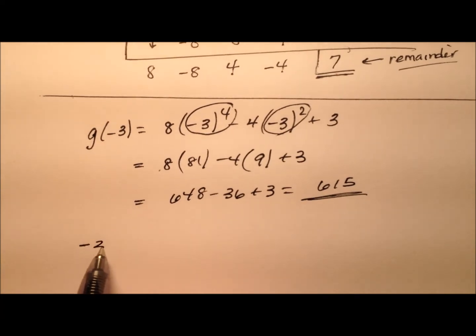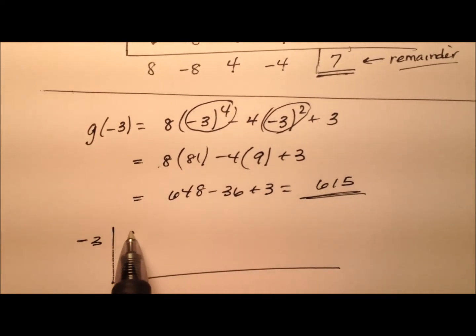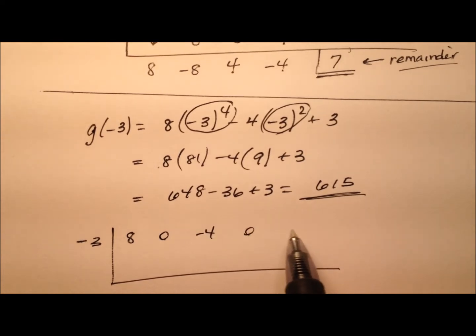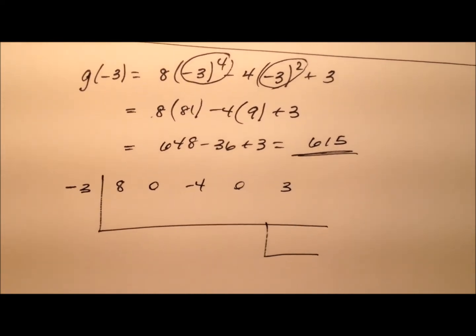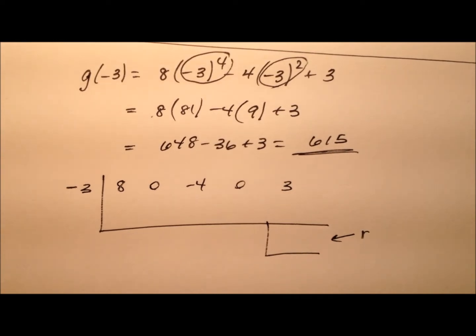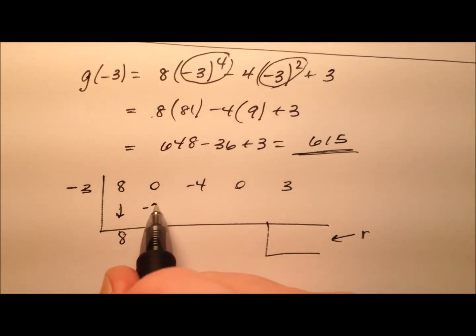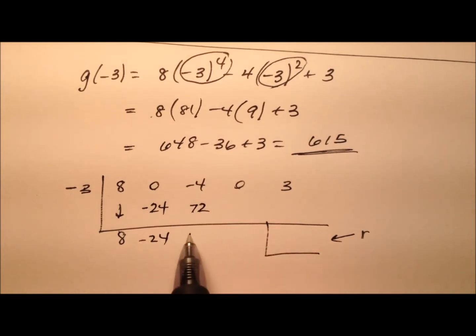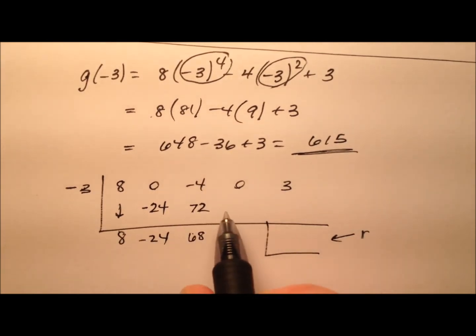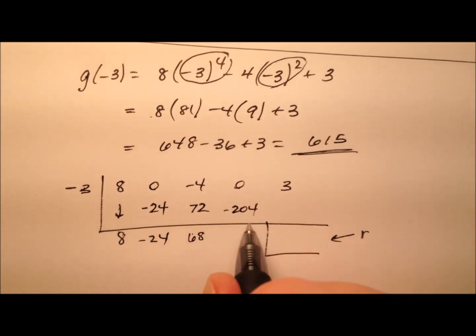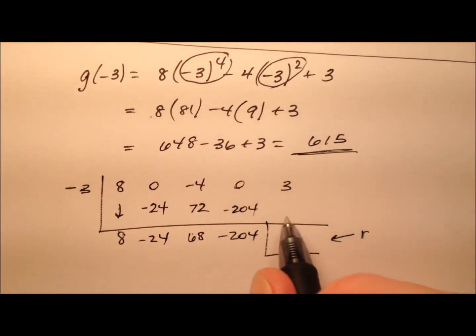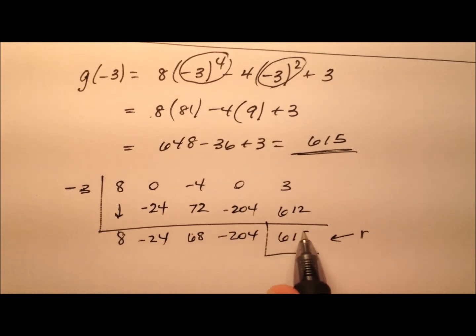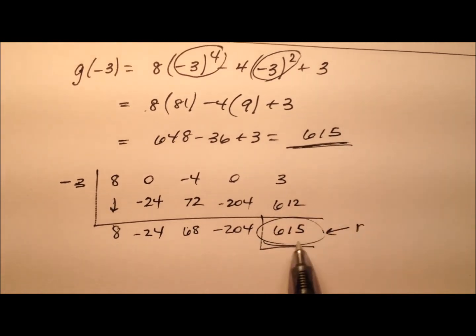Okay, and similarly, when I use synthetic division on this, I have 8, 0, -4, 0, and 3. And I'll put my box for my remainder right there. That should be for my remainder. So let's go ahead and work this same process. The 8 comes down. Multiplying gives me -24, adding. Multiplying gives me 72, which gives me 68 here. Multiplying should give me -204. And then multiplying should give me like 612, and then 615 for my addition. And once again, 615 and 615 are the same.